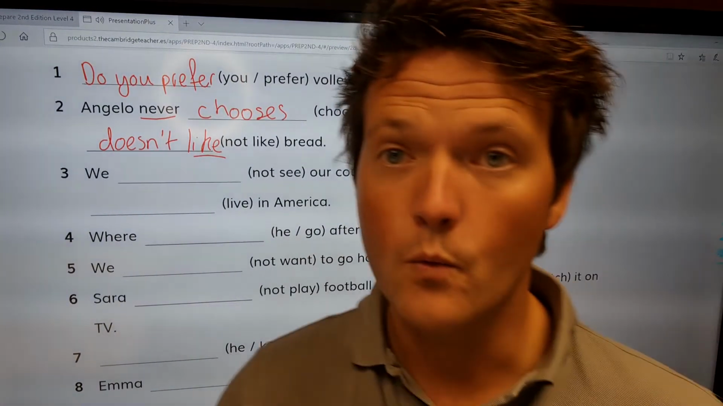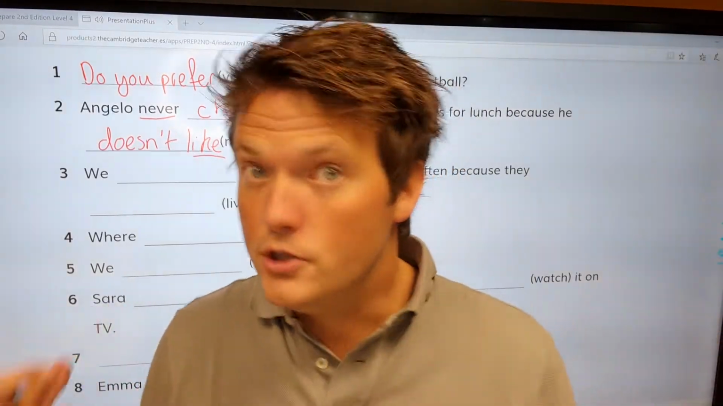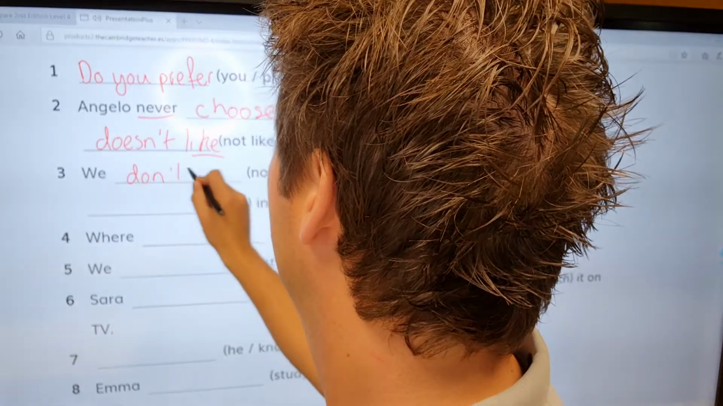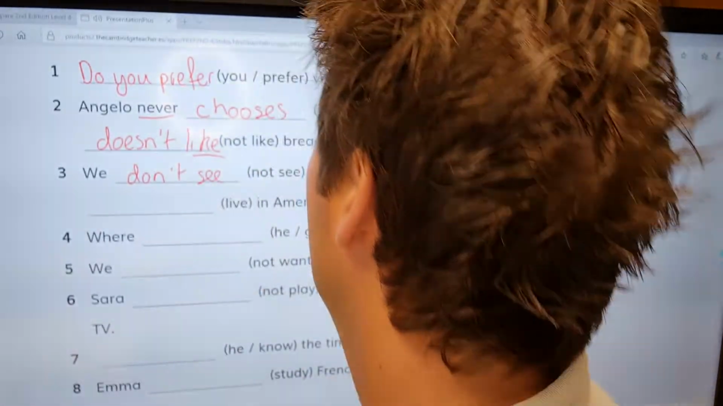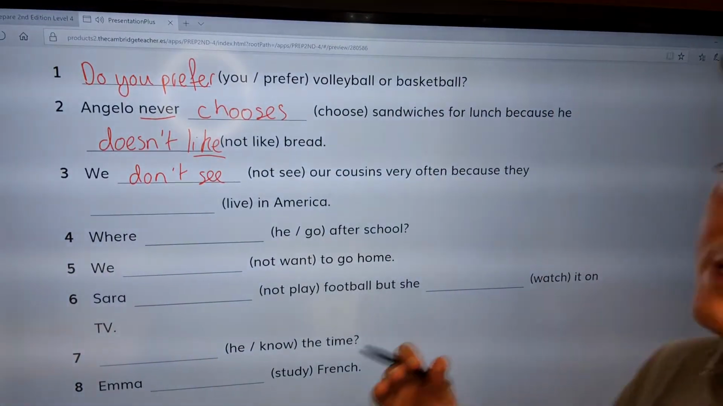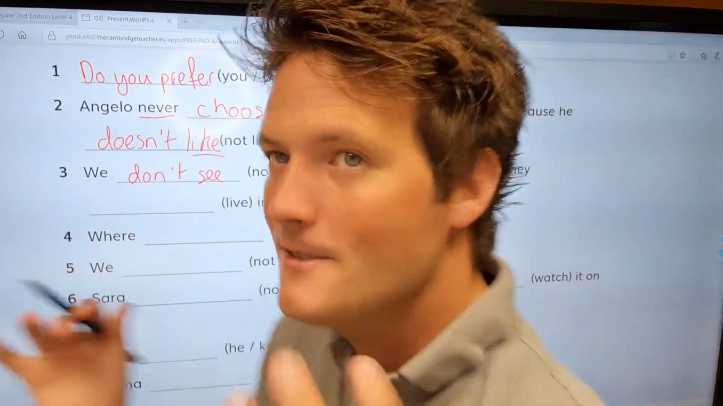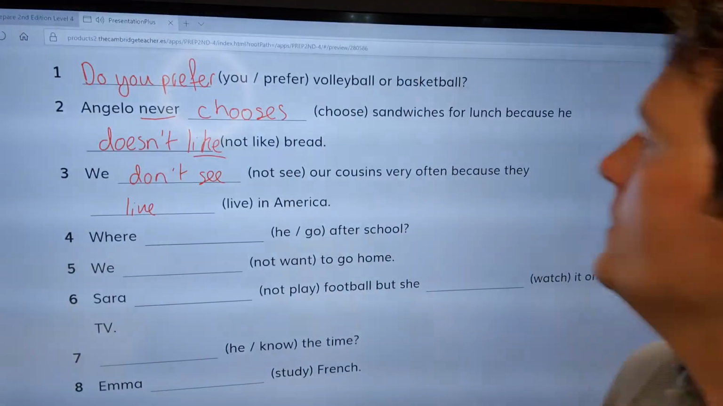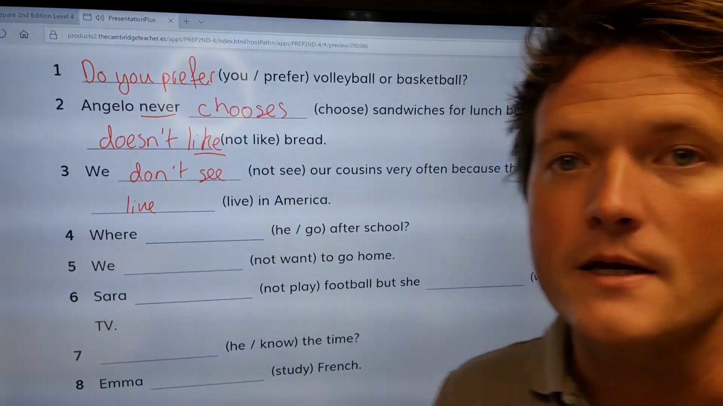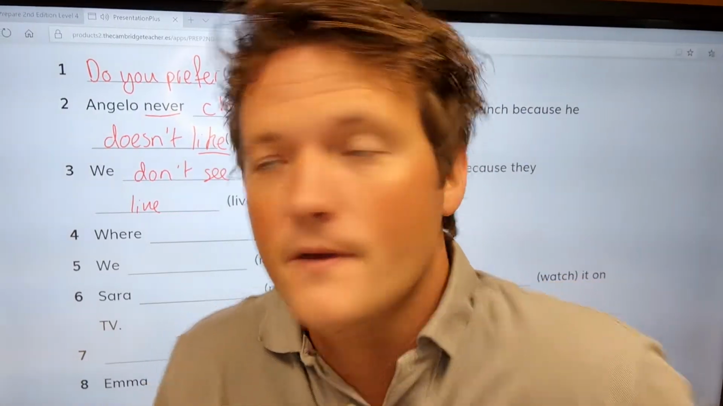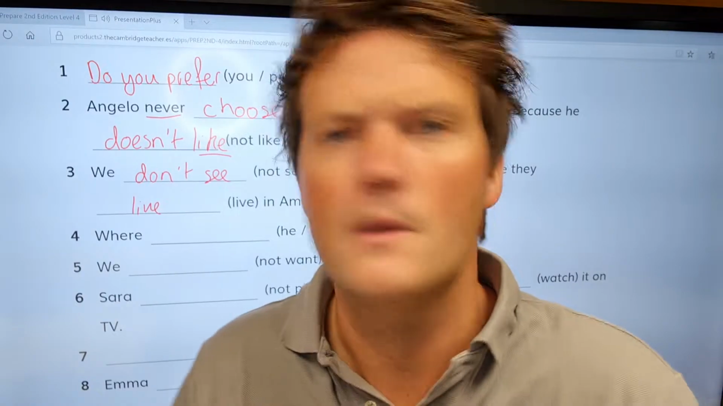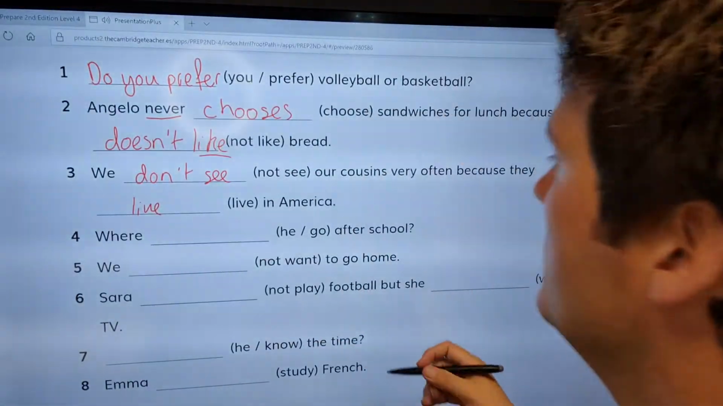So, we don't see our cousins very often because they, a very common error here is to put an S with they. No, they live in America. They live in America. It's a fact. That's where they live. And the reality is we don't see them very often. That's how often we see them. Not very often. Right? Okay.